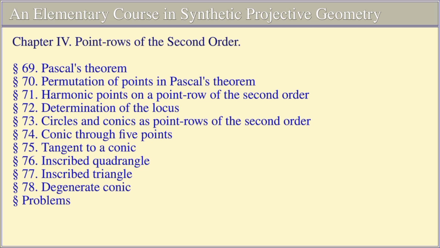Section 71, Harmonic Points on a Point Row of the Second Order. Section 72, Determination of the Locus. Section 73, Circles and Conics as Point Rows of the Second Order. Section 74, Conic through 5 points.